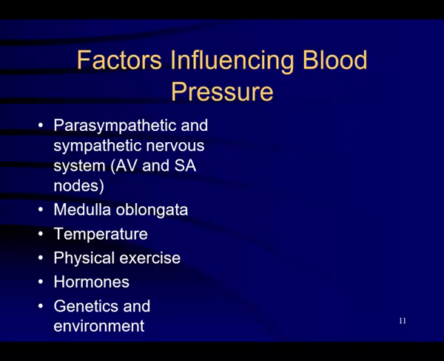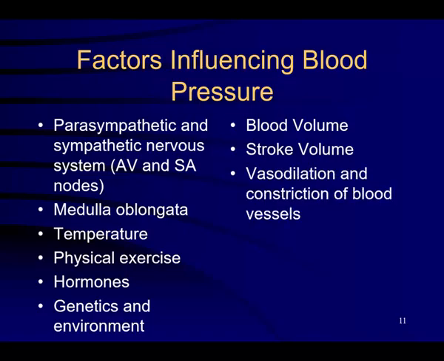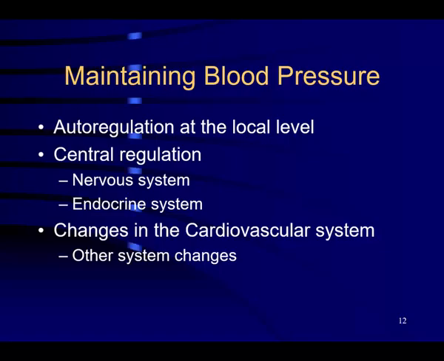The environment, what stressors are out there, a change in blood volume, a change in stroke volume, which is tied to blood volume, vasodilation and constriction of blood vessels, levels of some chemicals, a variety of drugs, legal or otherwise, can change blood pressure. So there's lots of things that can influence blood pressure. And of course, if something causes it to go down, your body is going to try to figure out how to get it to go back up to maintain homeostasis.